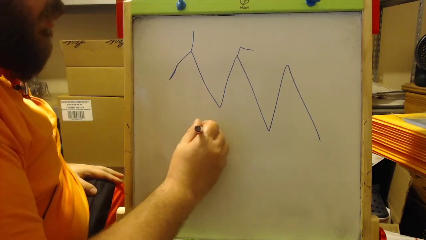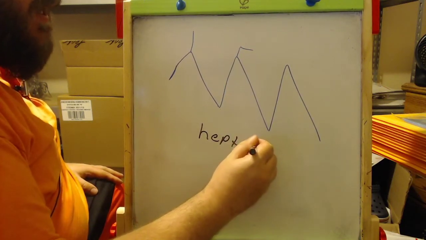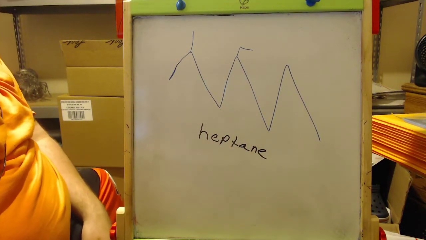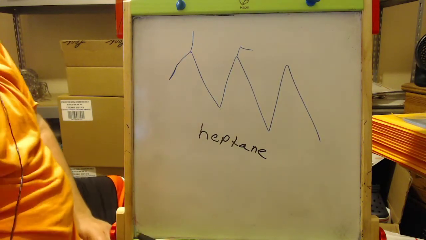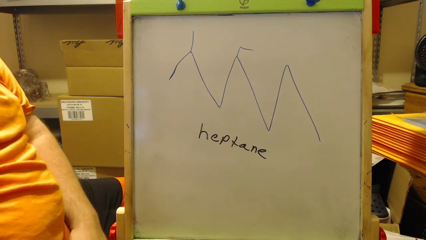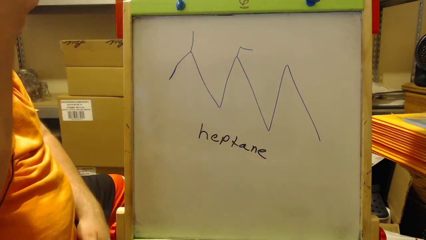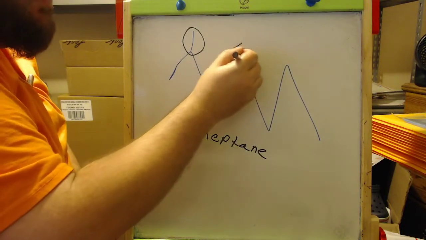So we're going to call it hept. They're all singly bonded, A-N-E, heptane. All right. Since they're all singly bonded, heptane, A-N-E. Now, I've got a little chain coming off on that side. I've got a chain coming off on this side.